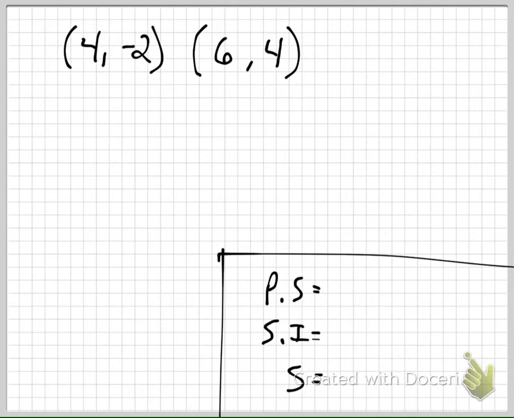Do you understand that all you need to do any of this is a point and the slope? If you have those two things, then you're fine. You can do point slope, slope intercept, standard. I don't have the slope yet. How do I find the slope? What's it called?